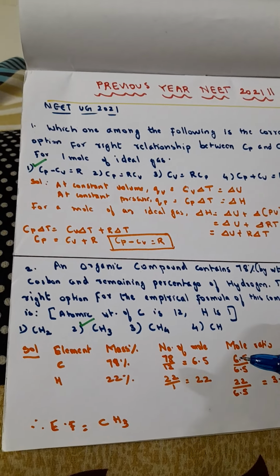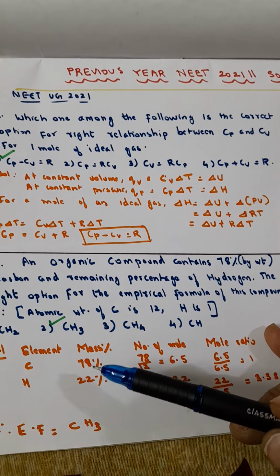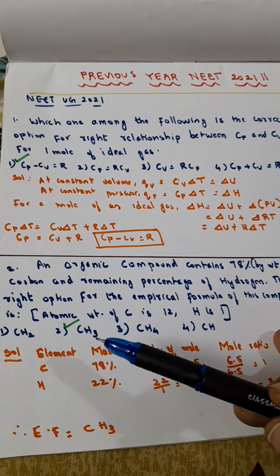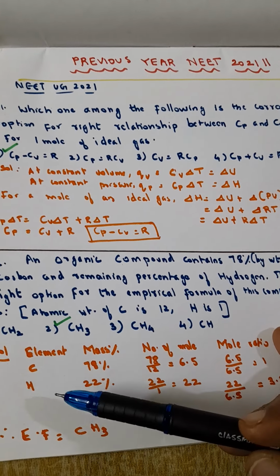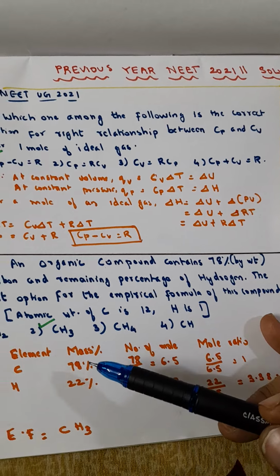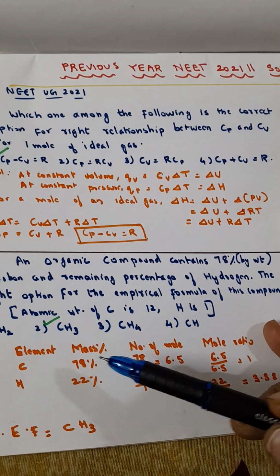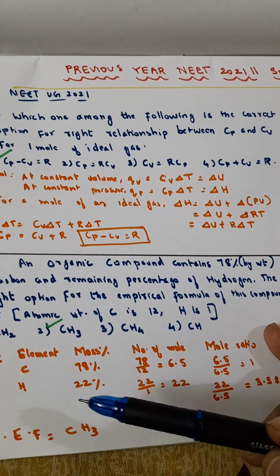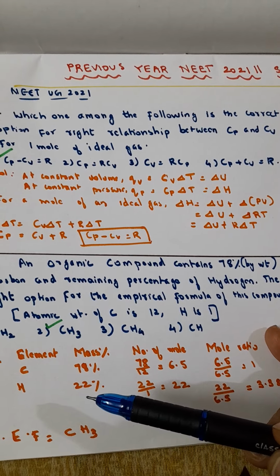For such sums, what have you got to do first? We will take the elements present in the compound. Which are the elements? Carbon and hydrogen. Now the mass is given. For carbon how much is it? 78%. And for hydrogen it is 22%.